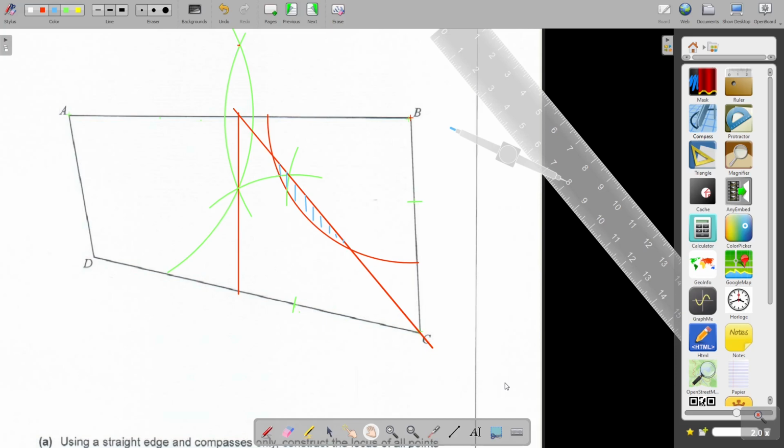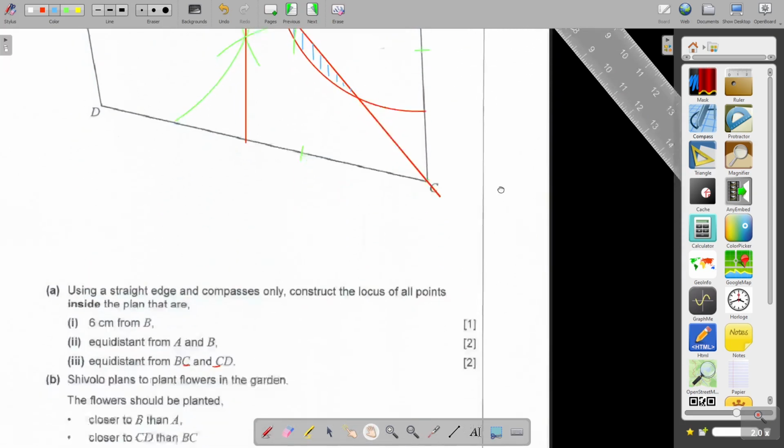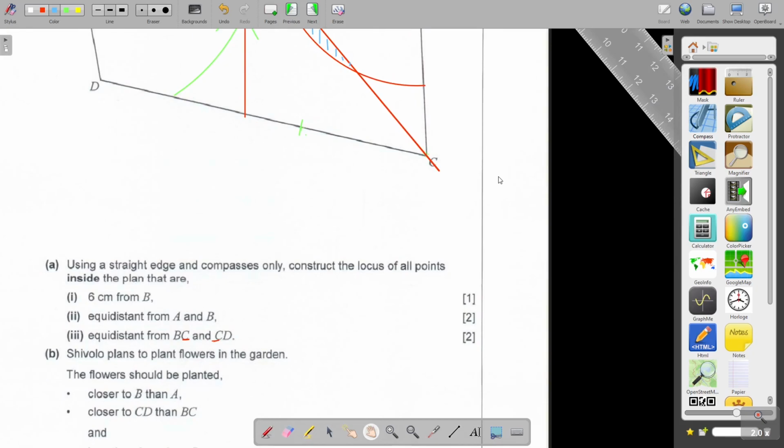And I can just repeat, maybe just for the last time. This was closer to B, can you agree, than to A, so it cannot be on this side. It must be less than 6, not more, okay? And it must be closer to CD than to BC. And that is the reason, okay, that you shaded that area.